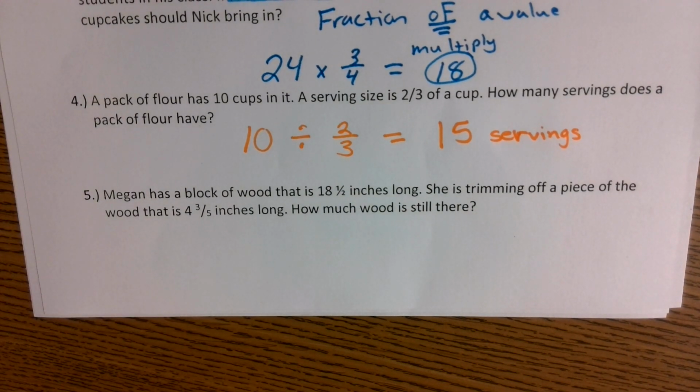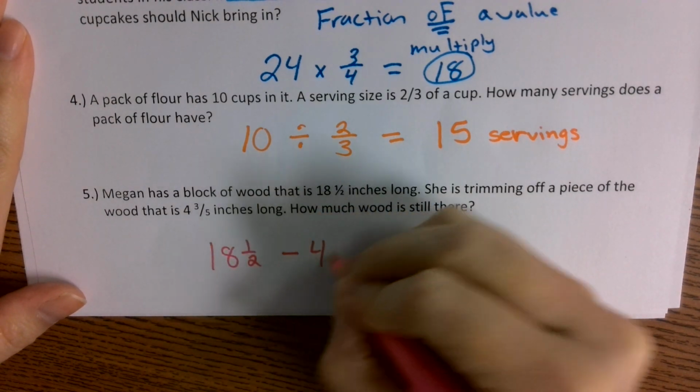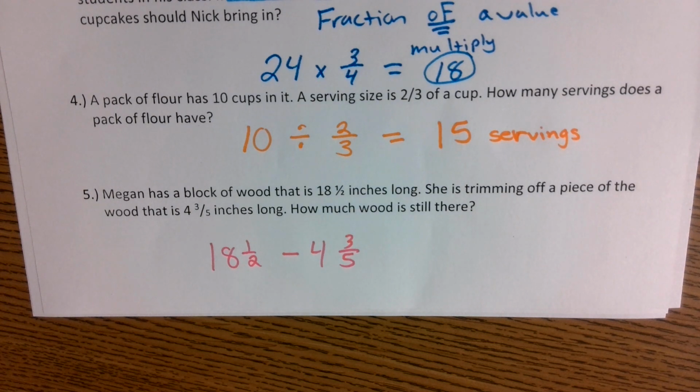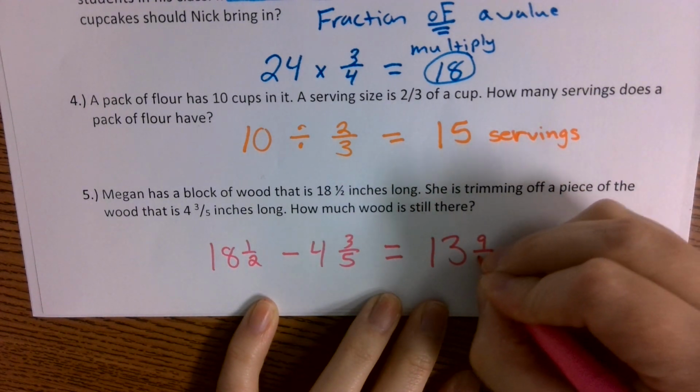Number 5, Megan has a block of wood that is 18.5 inches long. She's trimming off a piece of wood that's 4 3/5 inches long. How much wood is still there? If I'm trimming off, what operation is trimming off? Brian? Subtraction. So we are just going to go ahead and subtract. We're going to take 18.5 and subtract 4 3/5. 18.5 minus 4 3/5. Okay, that should come out to 13 9/10.